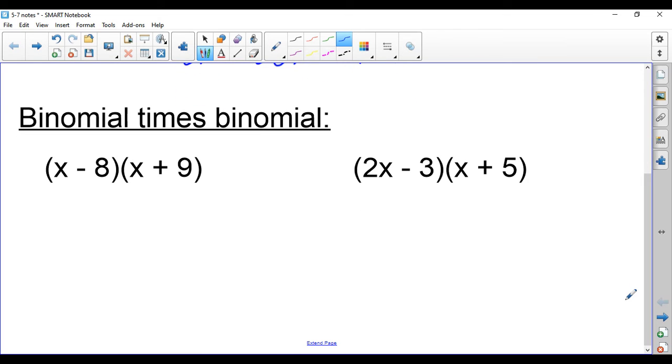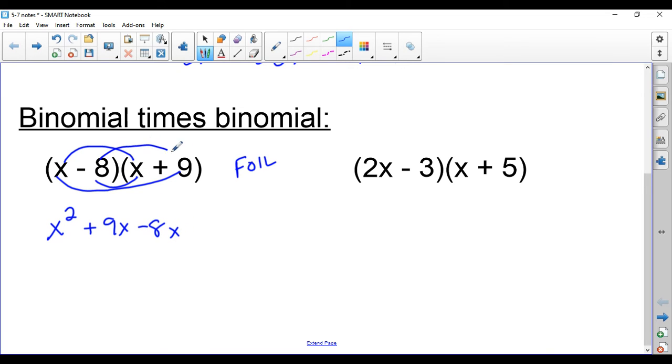Then we multiplied binomial times binomial, and I showed you two different ways to do it. One is the FOIL method, where you multiply the first, the outer, the inner, and the last. And then you look and combine any like terms. 9x minus 8x is 1x. And there's my final answer.